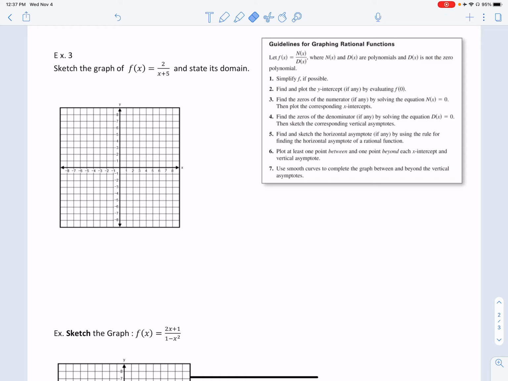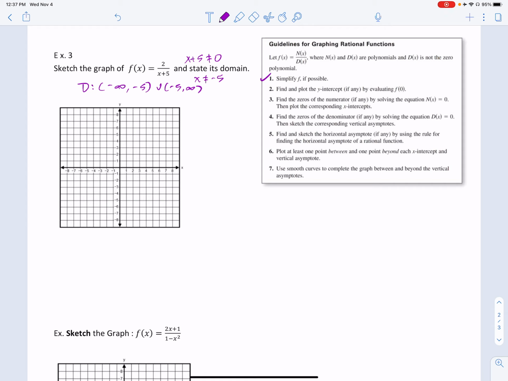So on this one, sketch this graph and state its domain. Well, we can give the domain right away, because the only thing I have to be concerned about is what makes the denominator 0. The excluded value in this case is -5. X can't be -5. So it's all reals except for -5. So the domain is this. And 2 over x plus 5, so number 1, simplify.